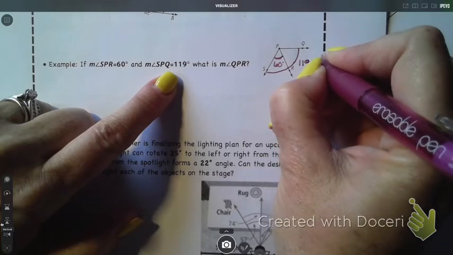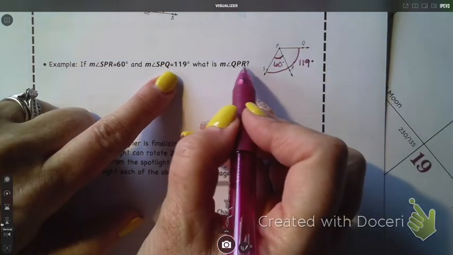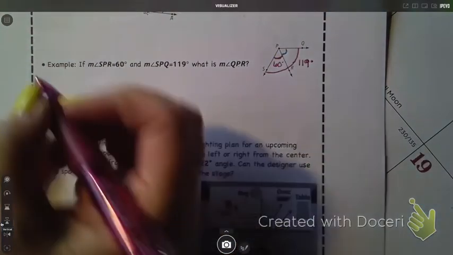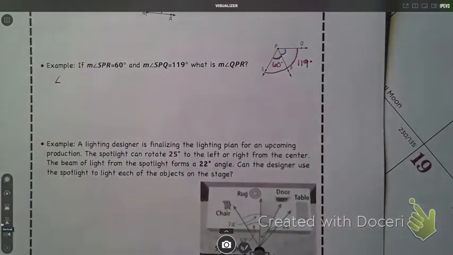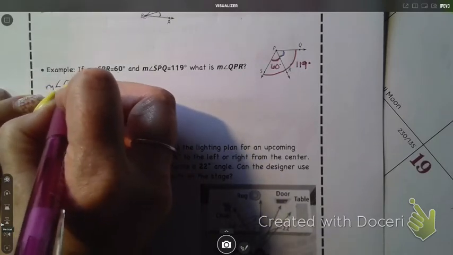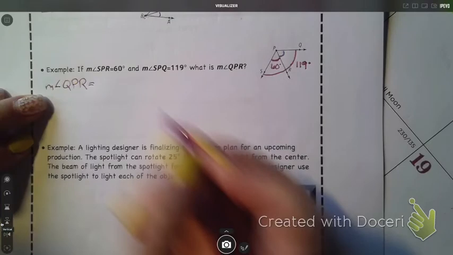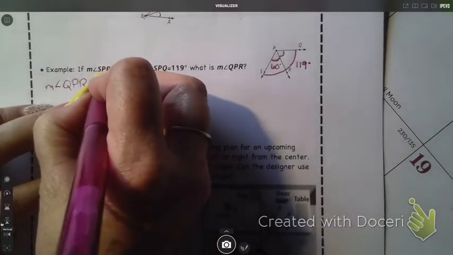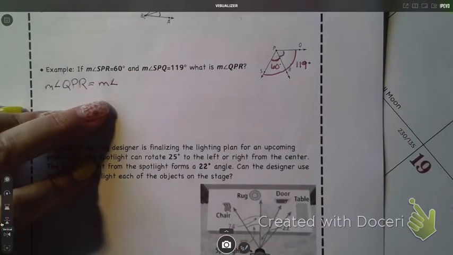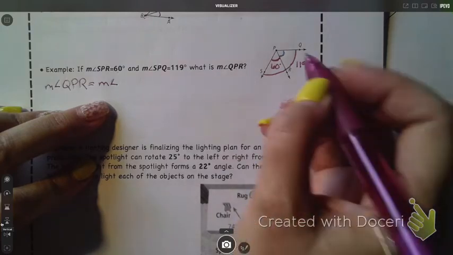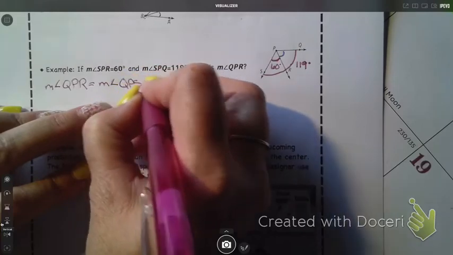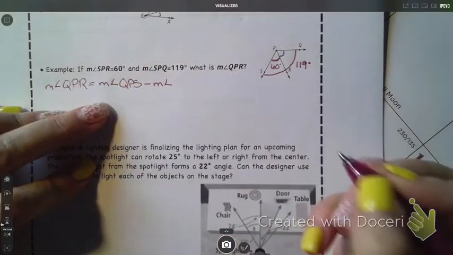I bet you can guess what they're going to ask for. Subtract. They want QPR. They want the little one. So they want this one right here. The bigger one, subtract. Okay, so our plan is, and we're just doing this so we have it back in our memory, right? So the measure of angle QPR equals the measure of angle QPS minus the measure of angle SPR.